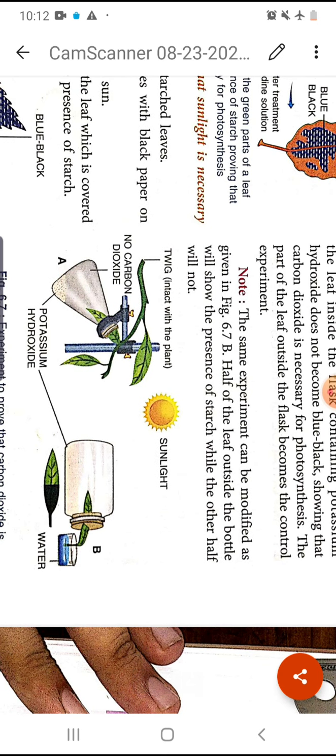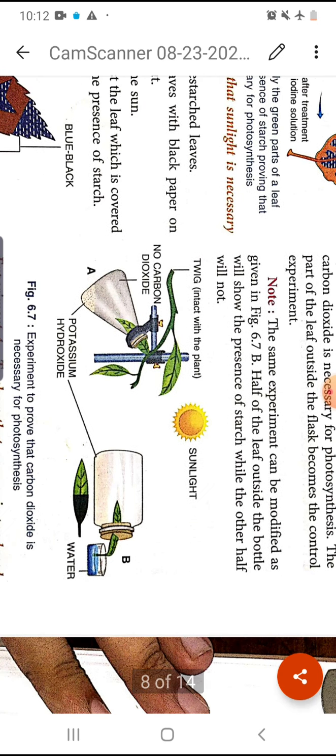Okay, so you can see in the diagram the outside part turns blue-black, but the inside part does not convert into blue-black, as the potassium hydroxide can absorb all the carbon dioxide.